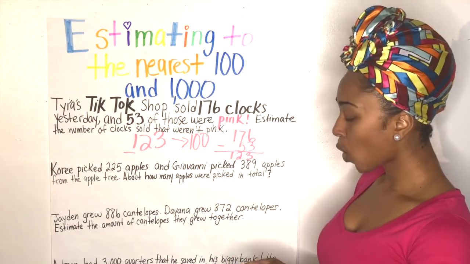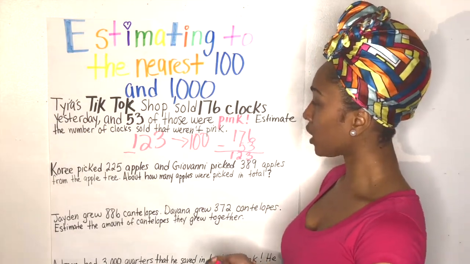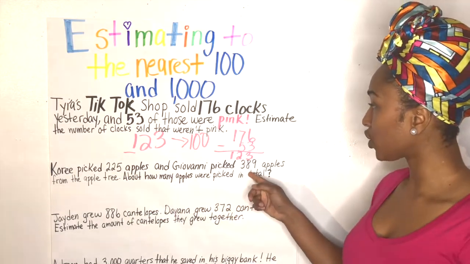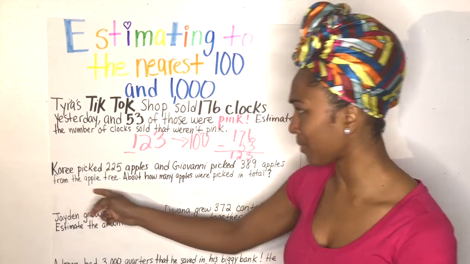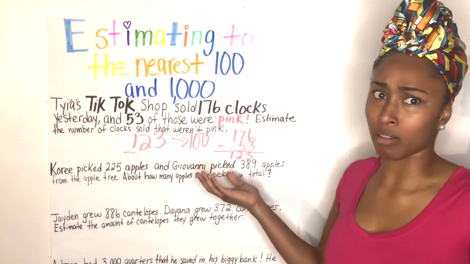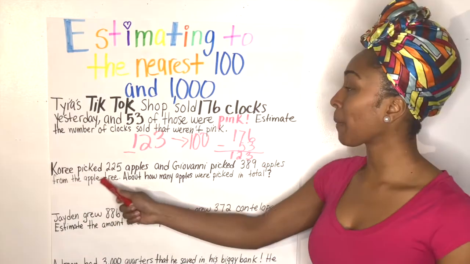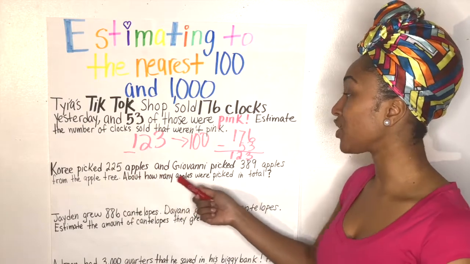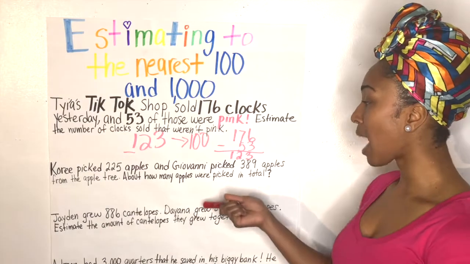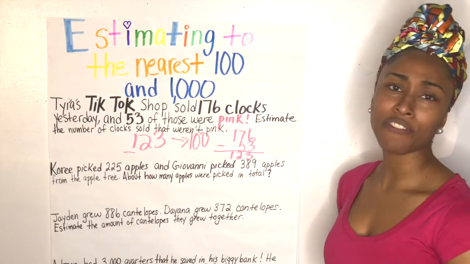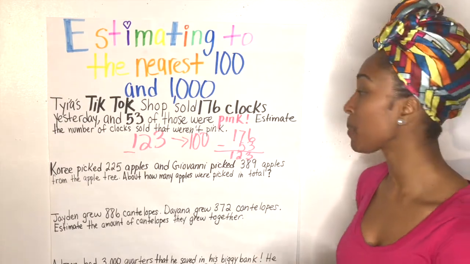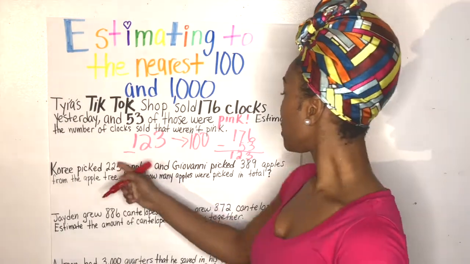It says, Corey picked 225 apples and Giovanni picked 389 apples from the apple tree. That's a lot of apples. About how many apples were picked in total? Let me read it again. Corey picked 225 apples and Giovanni picked 389 apples from the apple tree. About how many apples were picked in total? Okay, in order for me to estimate, first I'm going to just add these two together and then I'm going to estimate. I'm going to round when I estimate.